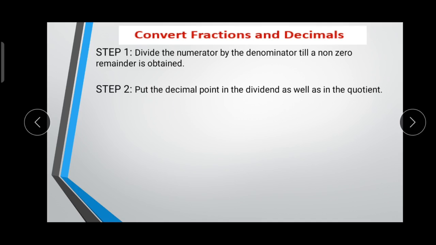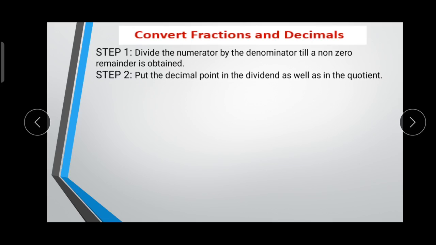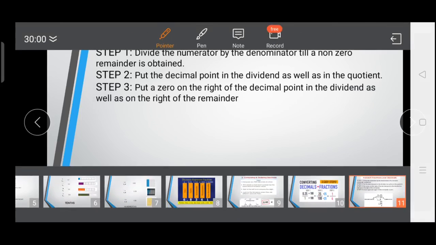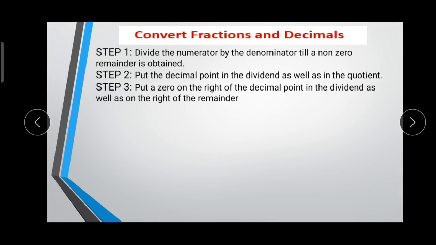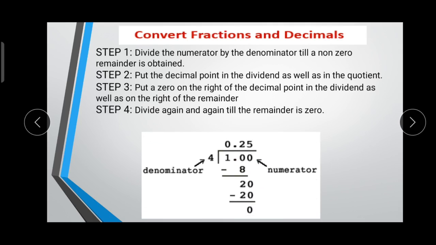Okay, and in the next step, put the decimal point in the dividend as well as in the quotient. Put the decimal dot in the dividend as well as the quotient. And the next step, put the 0 on the right of the decimal point in the dividend as well as on the right of the remainder. So once I solve the problem, then you will come to know what it is, children. Okay, so coming to the example problem.